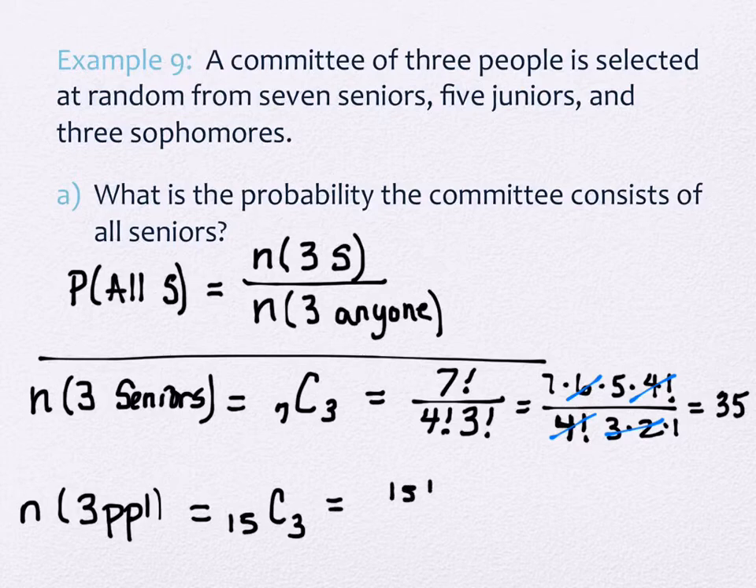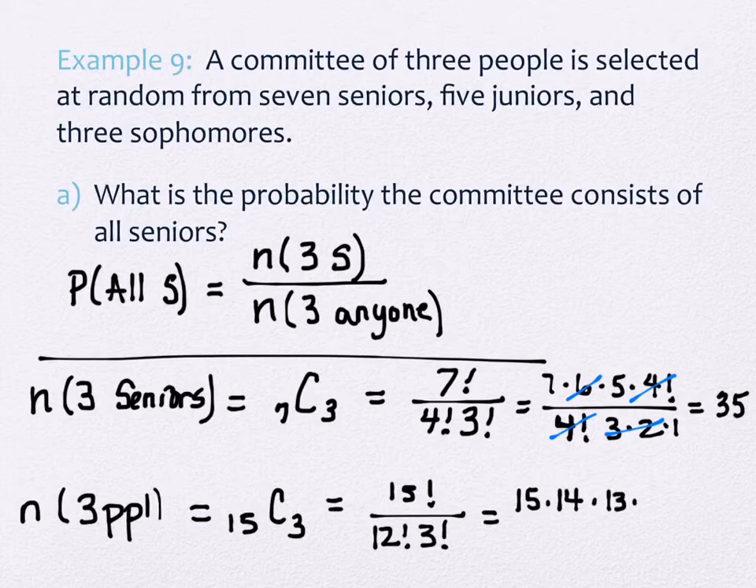So I have 15 factorial over what? Good. 12 factorial, 3 factorial. So I have 15 times 14 times 13 times 12 factorial over 12 factorial times 3 times 2 times 1. 12 factorials cancel. This one's probably not so nice to say 3 times 2 is 6, because that doesn't actually help my numerator. So what could I do?